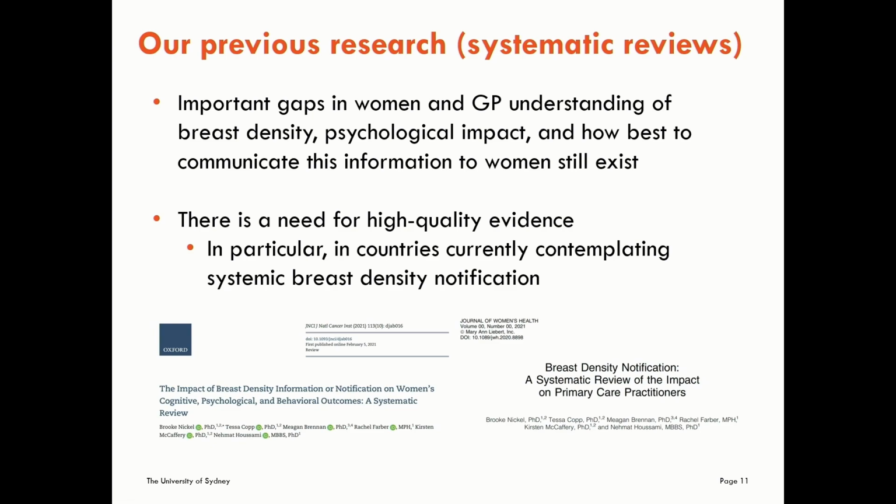And what we found was that important gaps in women and GPs' understanding of breast density exist. There's a psychological impact that exists for women, and how best to communicate this information to women is still not understood. There was also a particular need for high quality evidence in this area because there had been none conducted. Even prior to the implementation of the federal legislation in the United States, there had only been cross-sectional survey studies and smaller studies done. There had been no randomized control trial to help inform that policy.